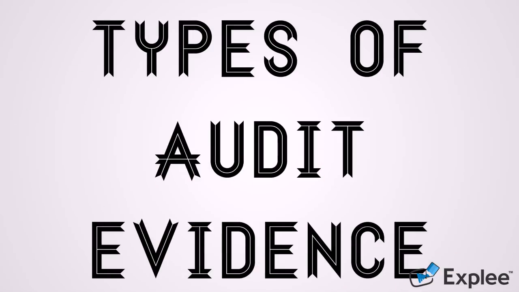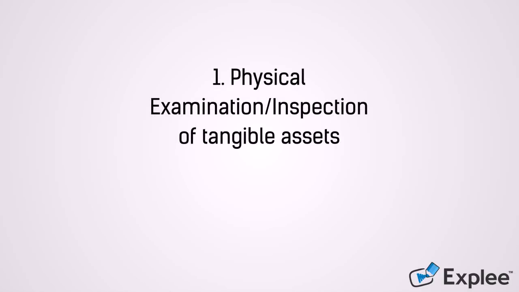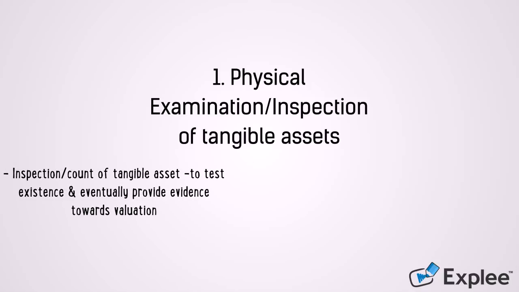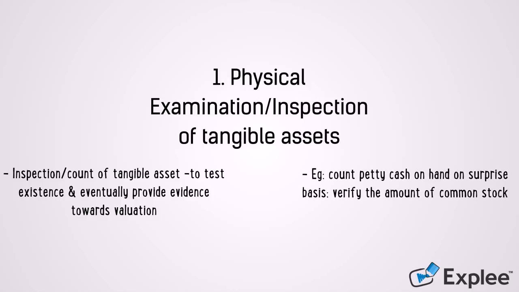Types of audit evidence. Physical examination or inspection of tangible assets. Inspection or count of tangible assets to test existence and eventually provide evidence towards valuation. For example, count petty cash on hand on a surprise basis, or verify the amount of common stock.